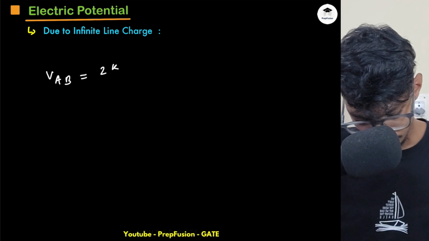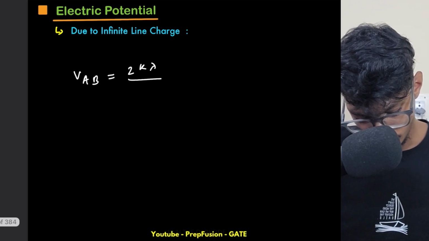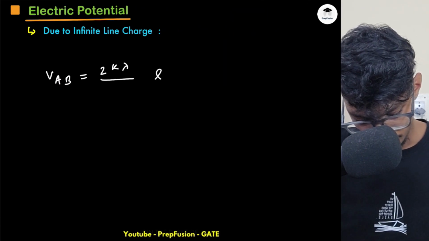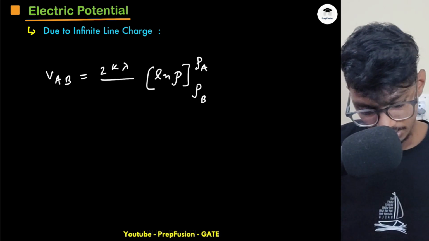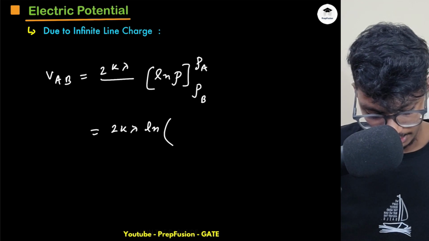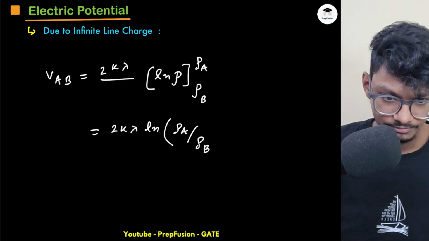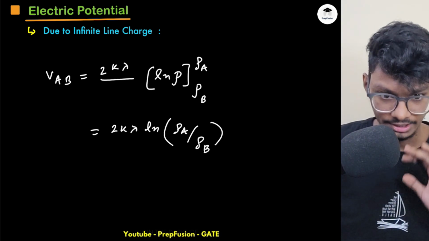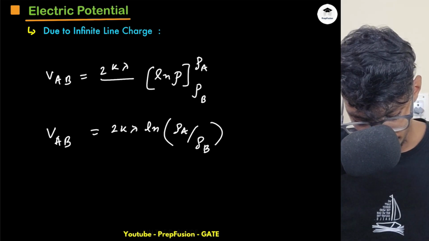So it will be 2kλ outside, and this will be ln of ρ from ρ_B to ρ_A, because the minus sign I have taken inside, right? So this will be ρ_A minus ρ_B. So this will be 2kλ ln ρ_A by ρ_B. This will be the basic electric potential due to a line charge, if I am moving from point A to B.